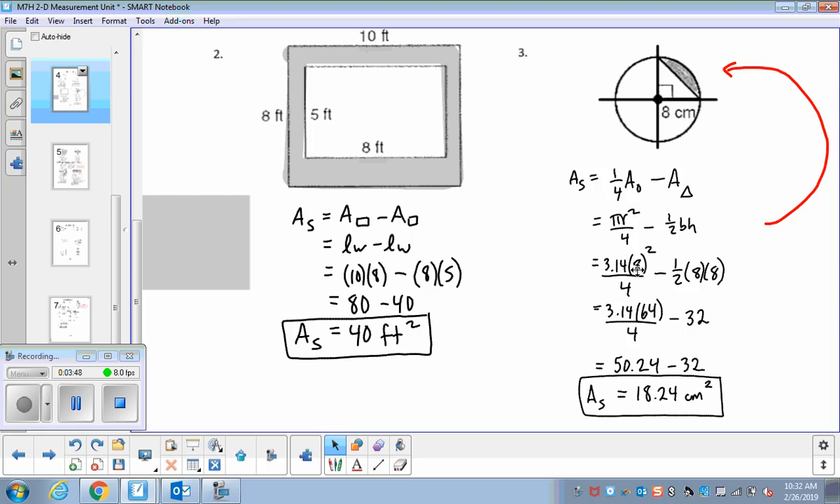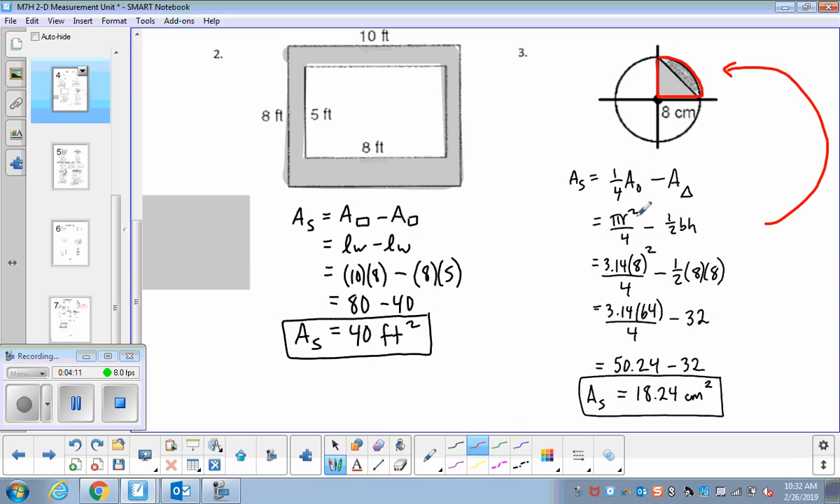Now for the radius of the circle, it's an 8 when you plug it in. So pi r squared is pi times 8 squared, so pi times 64. But then because we only wanted this 1/4 of the circle, we're going to divide by 4 and get a 50.24. And I want to remind you guys that the 50.24 is this entire fourth of the circle.